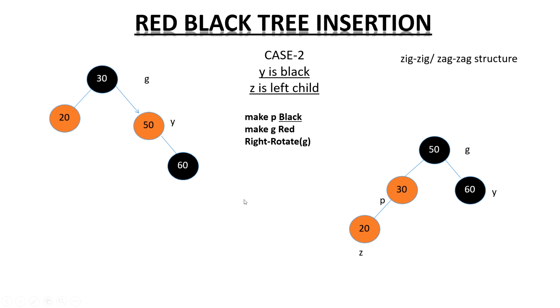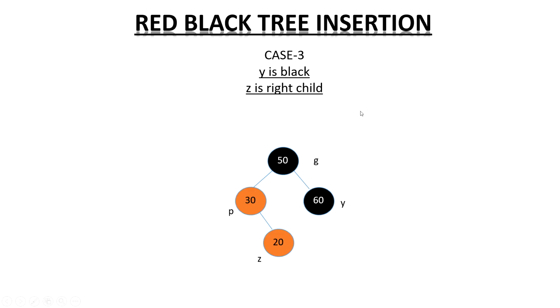Okay, now let's move on to case 3. Now let's focus on case 3, in which the uncle Y is black and Z is the right child. So the uncle Y is black here and Z is the right child of P. There can be an alternative case in which P is the right child of G and Z is the left child of P. So it is actually a zigzag structure. In this case, we are actually resolving the left right problem. The alternative case will have the right left problem.